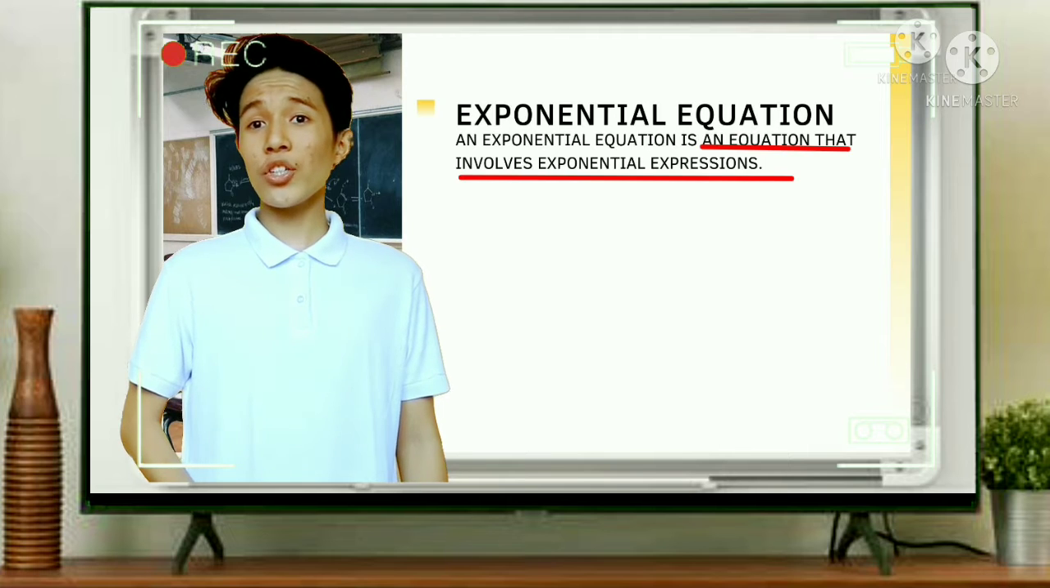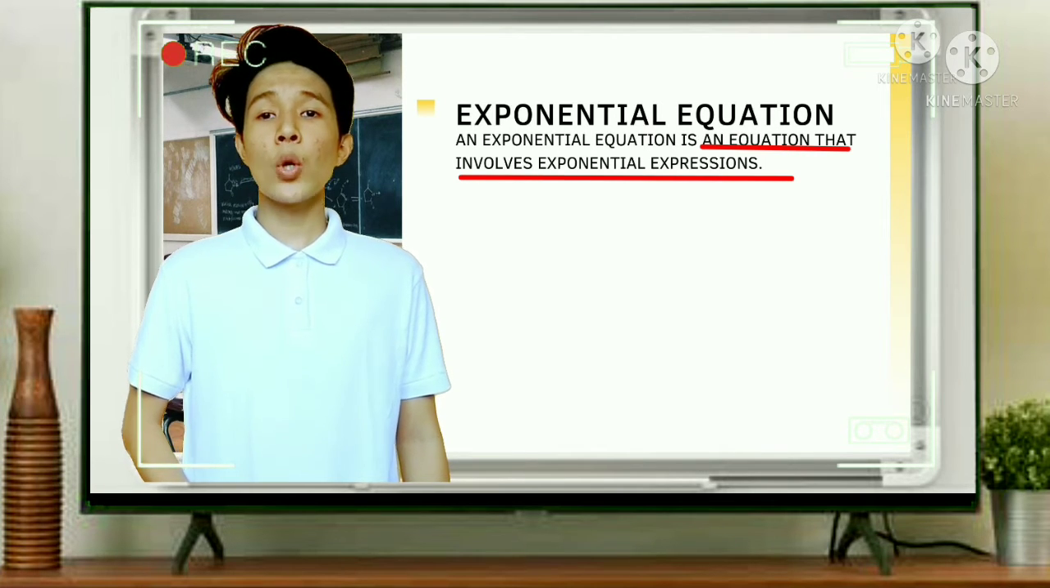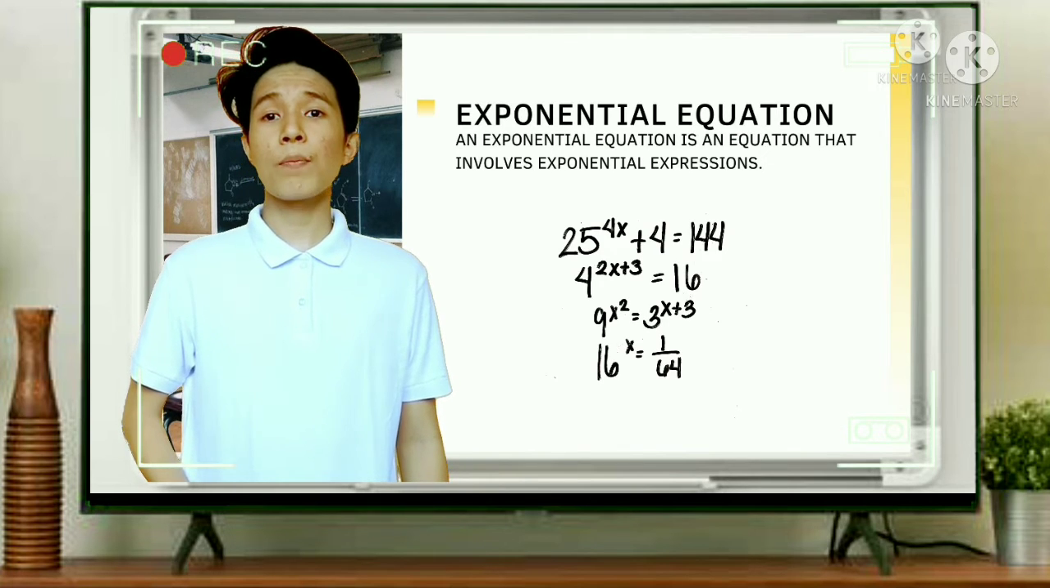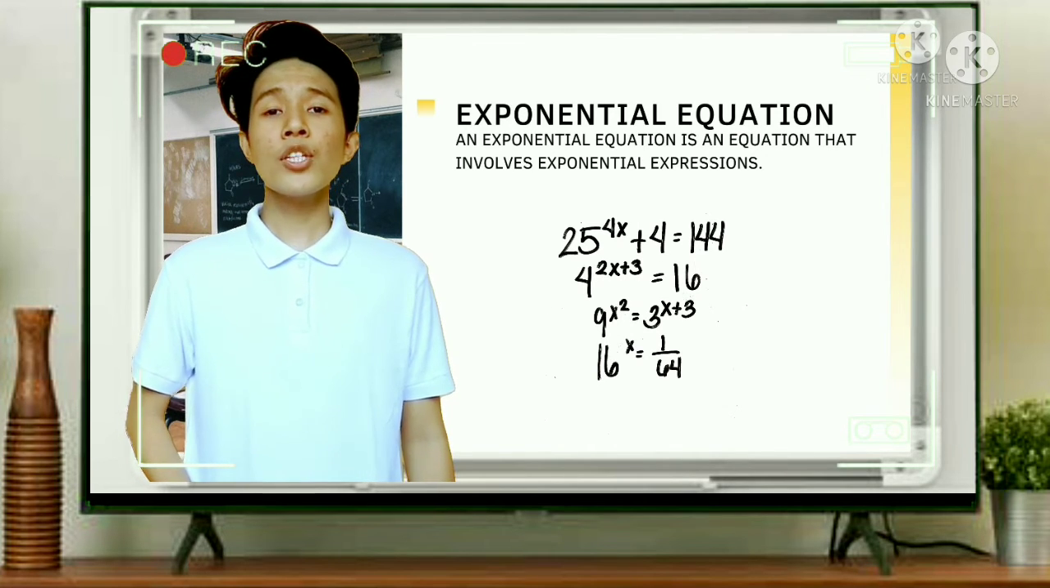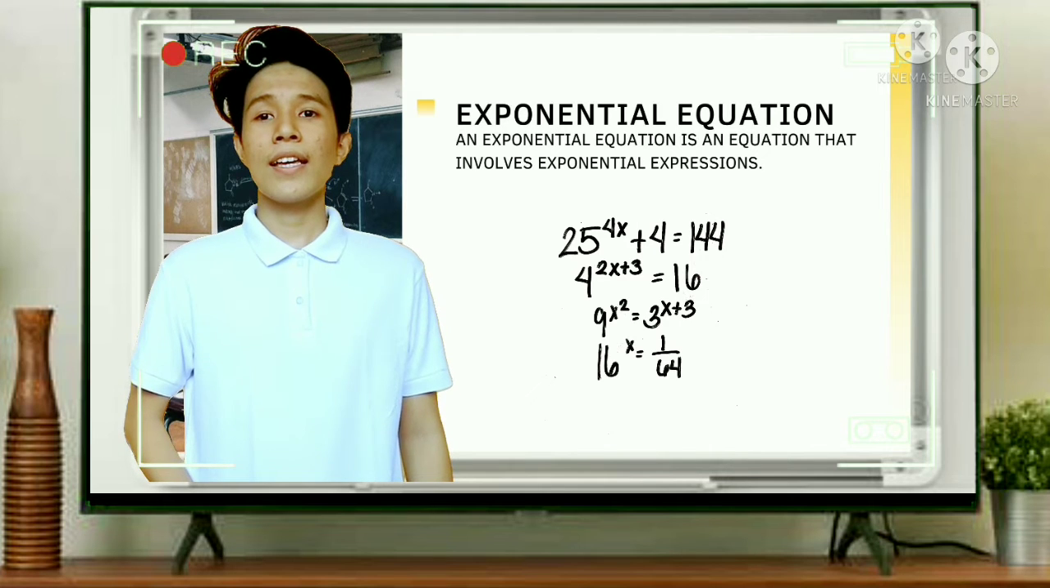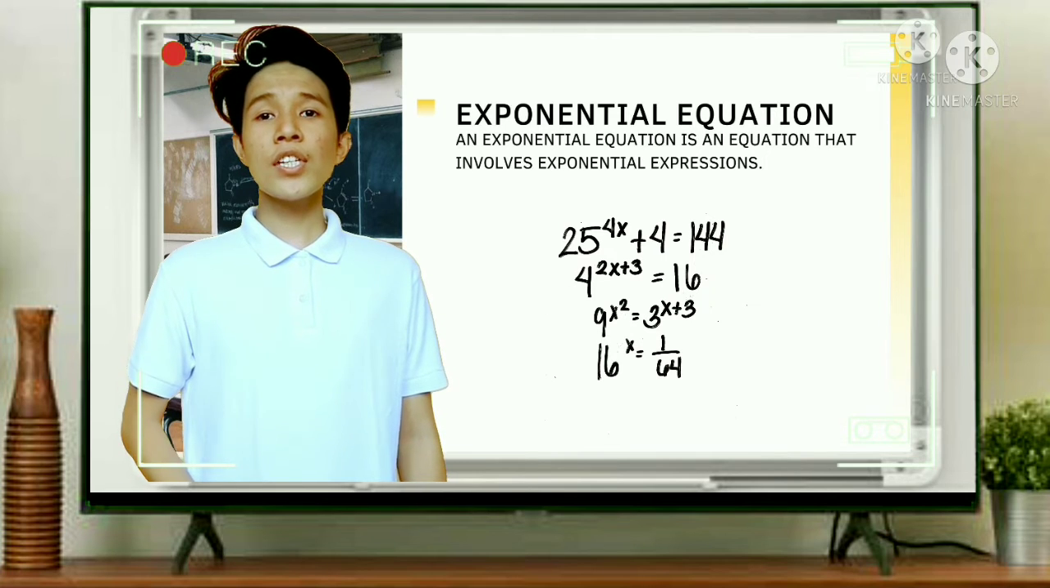Second, exponential equation. An exponential equation is an equation that involves exponential expressions. So, the examples are 25 raised to 4x plus 4 is equal to 144. 4 raised to 2x plus 3 is equal to 16. 9 raised to x squared is equal to 3 raised to x plus 3. And 16 raised to x is equal to 1 over 64.